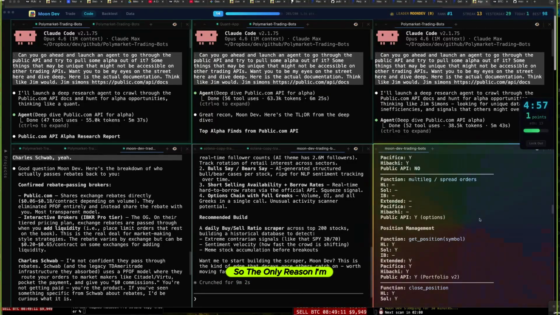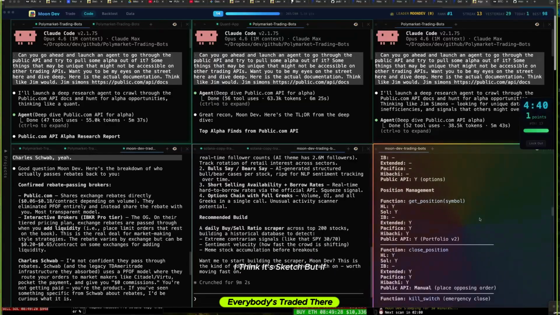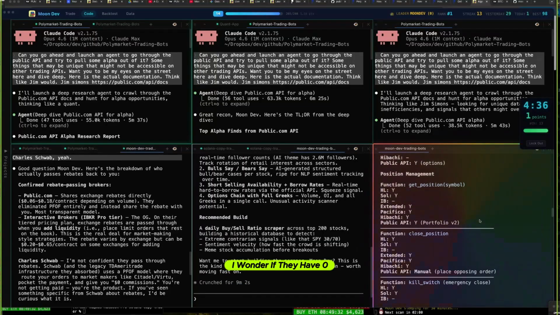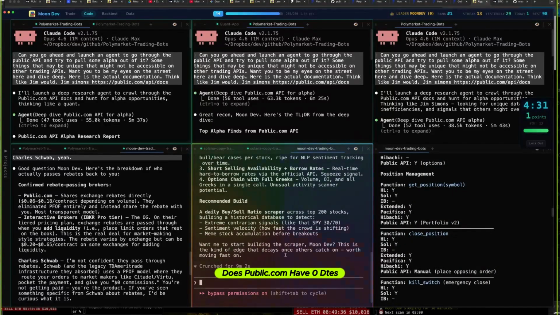So the only reason I'm interested in options is to get absolute max leverage. I'm not a believer in leverage. I just am building what everybody else is using. Everybody's moving to 0 DTEs. Got to follow the volume. I think it's sketch. But if everybody's trading there, all the volume's there, I could build a system for that for sure. I wonder if they have 0 DTEs. Does public.com have 0 DTEs?